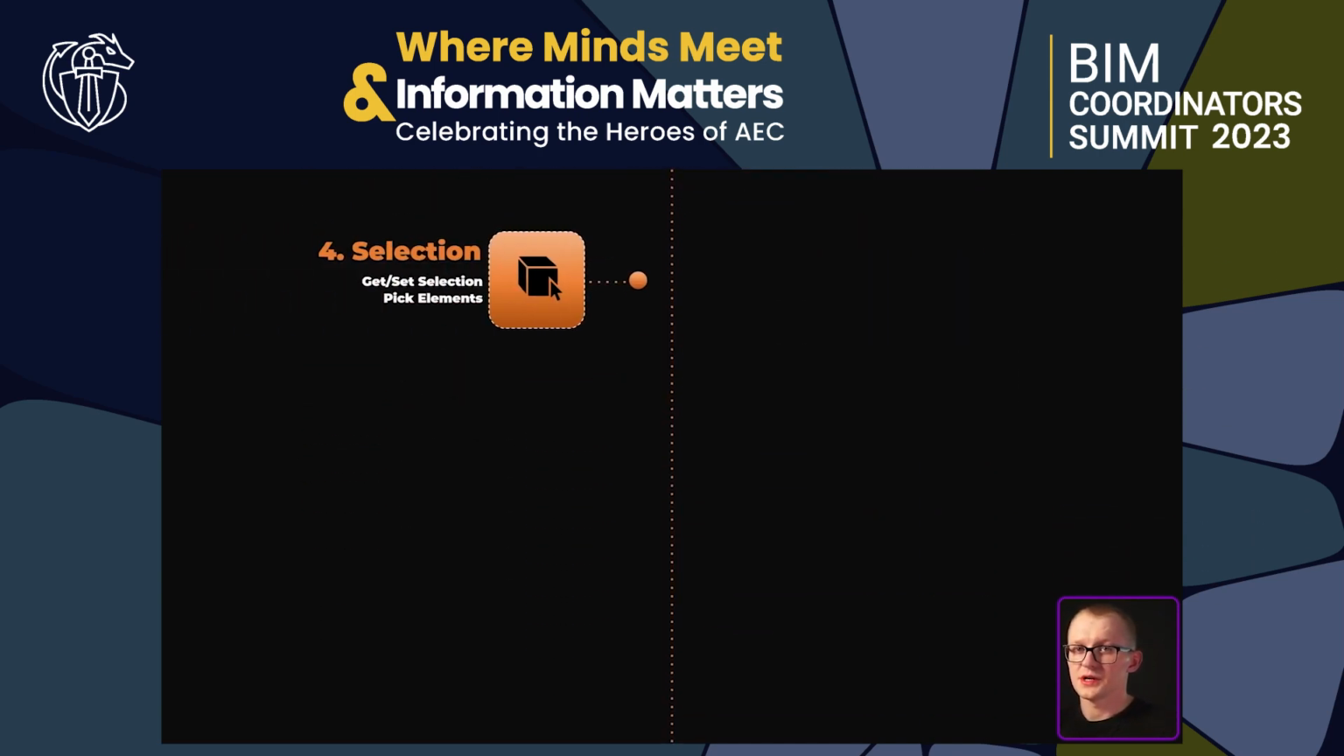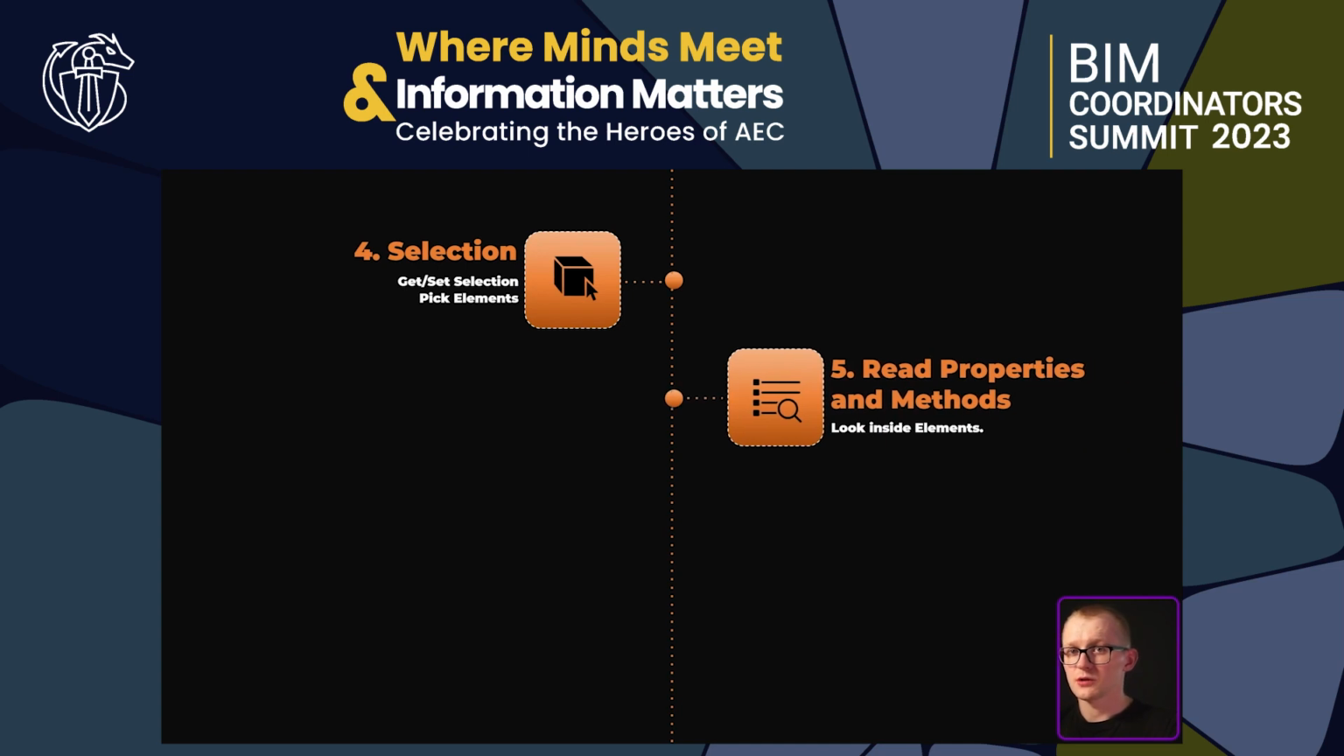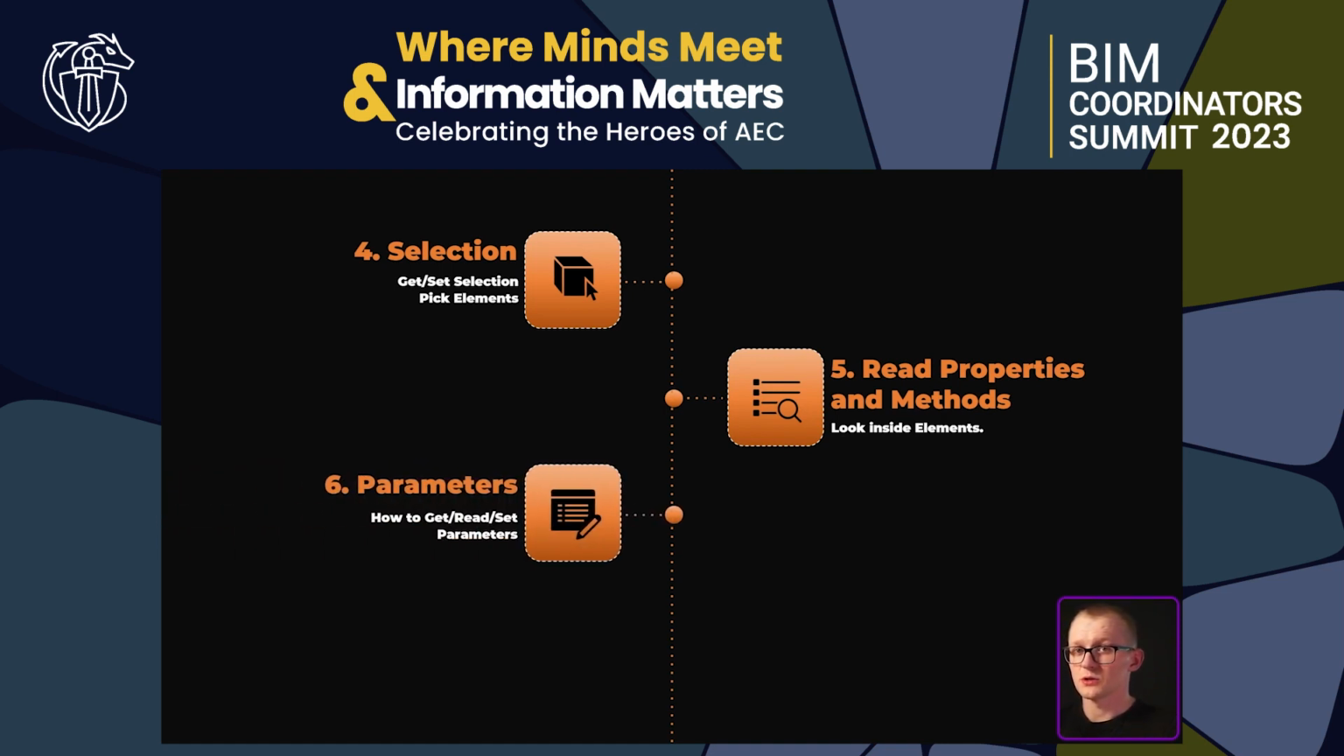Then selection is very important. Not only do we need to select elements for many of our tools, we also need it during development to test certain snippets on our elements. And once you understand how to select elements, we can try to look inside of them. Start by exploring how to read different properties and methods, and it's not that complicated. The next obvious step is to learn how to work with parameters. Working in Revit is all about parameters. We store a lot of data and there are many parameters that control our geometry.